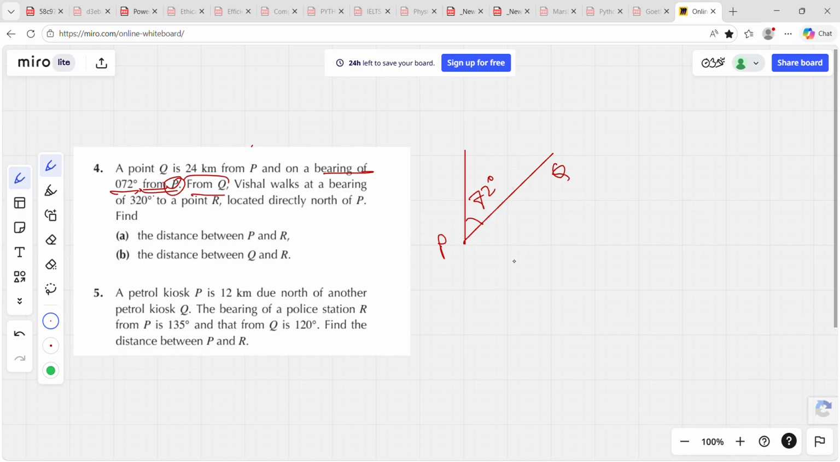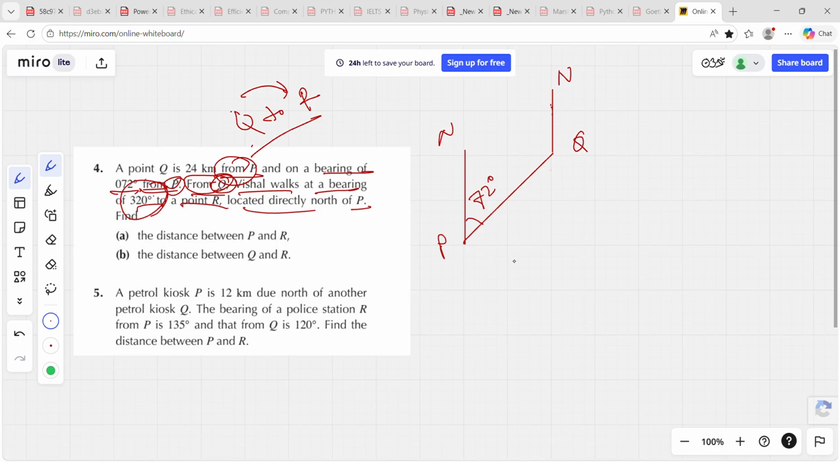From q, Vishal walks at a bearing of 320 degrees to a point r located directly north of p. So we have to draw a bearing on the q side. This is our q. We are measuring from the north side. So from q to r. What is the bearing from q to r?